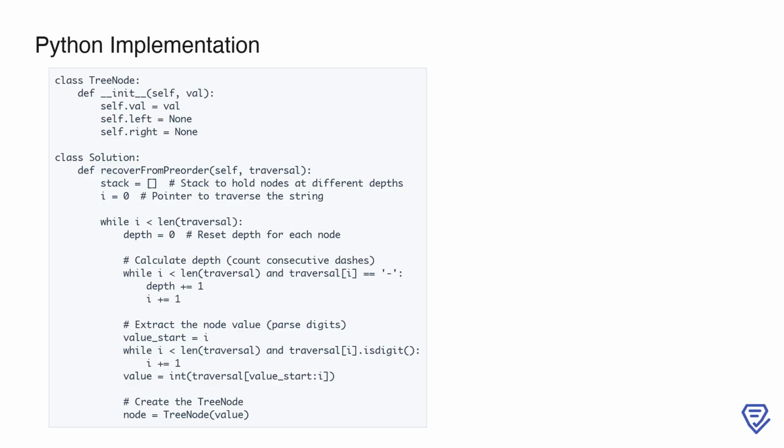Inside the while loop, we first calculate the depth of the current node by counting consecutive dashes. Each dash corresponds to one level deeper in the tree. Once we know the depth, we extract the value of the node by parsing the digits from the traversal string. This is done by marking the starting position of the value and iterating through until we encounter a non-digit character. The extracted value is then converted to an integer, and we use it to create a new tree node instance.